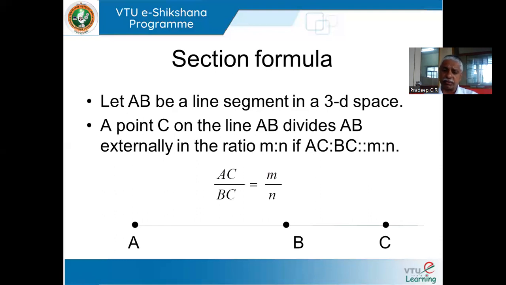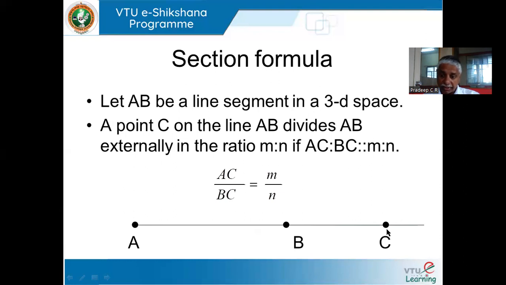That formula still holds good. That statement still holds good. I'll say C divides AB externally in the ratio M is to N if AC by BC is M by N. The same thing is true. If C is inside between A and B, I'll say it divides AB internally. So internally, externally. Of course, you can ask me if I extend AB this side and then make a C, what happens there? I will leave it to you to figure out.